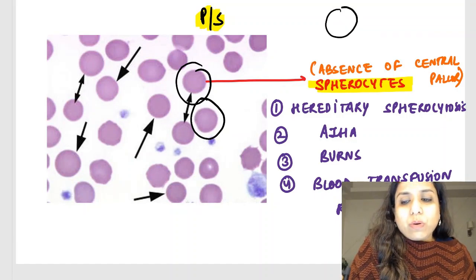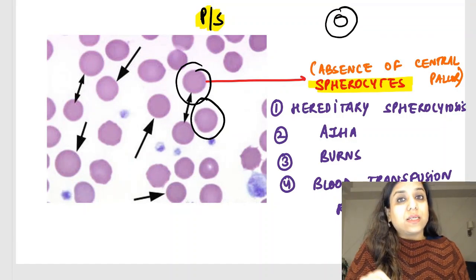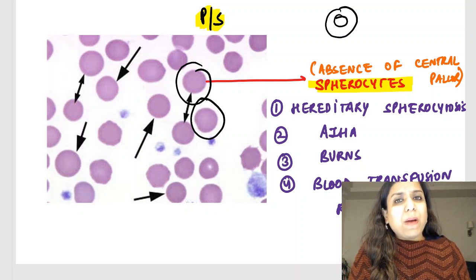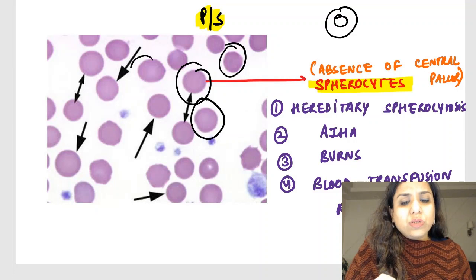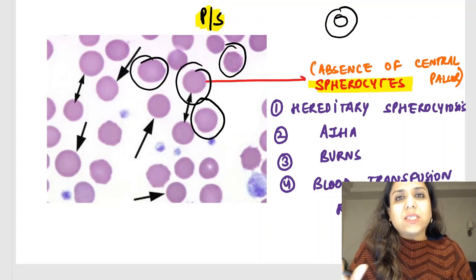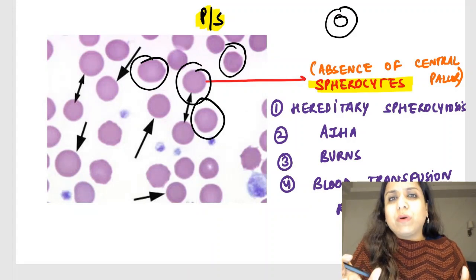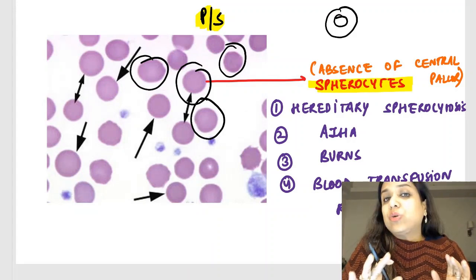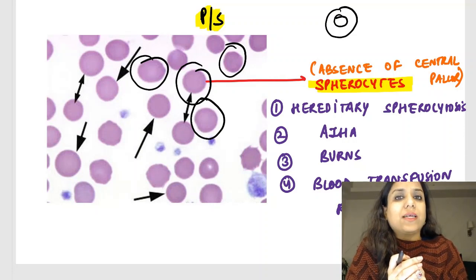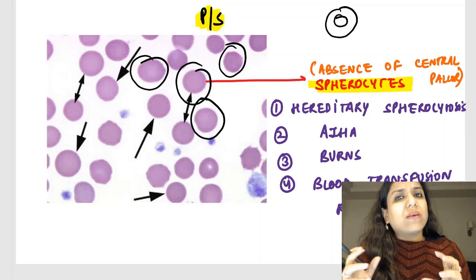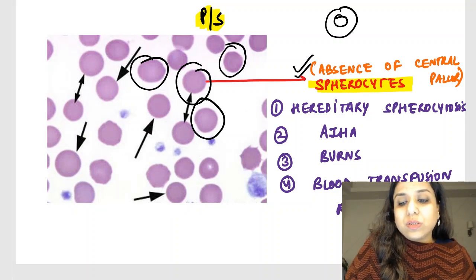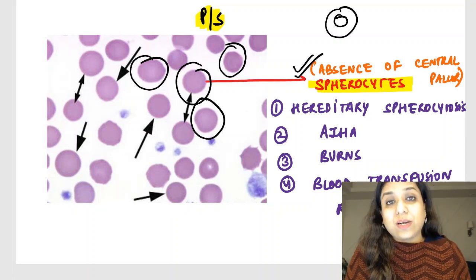Whenever I draw a normal RBC, it is like this. It has a central one-third pallor. Can you see any pallor in these RBCs? Notice all of these RBCs. I don't see any pallor. They are consistently pink or purplish, whatever color. So there is no pallor. And also see there is a reduction in the size and they are quite rounded. So what are these cells students? These are called the spherocytes.